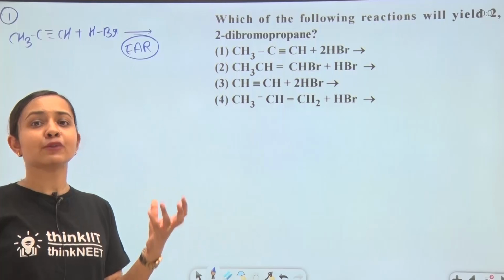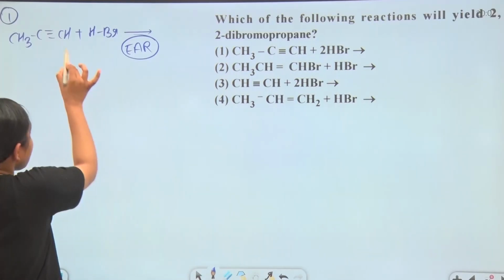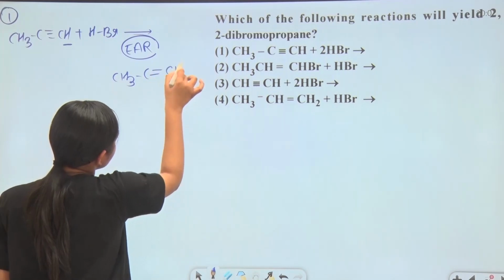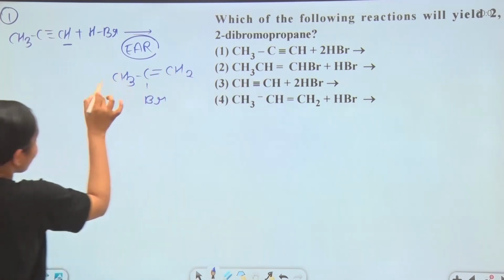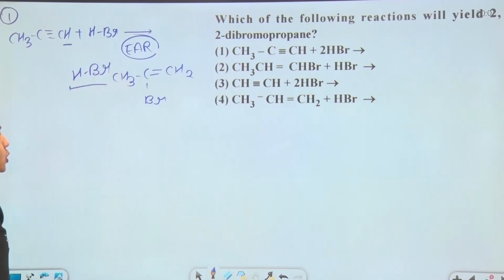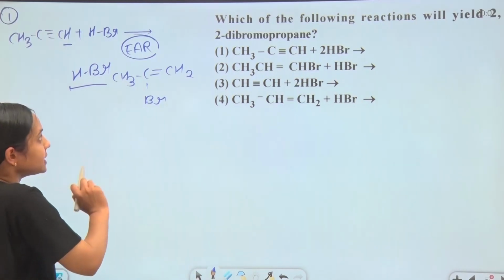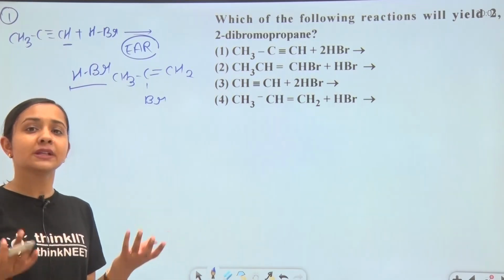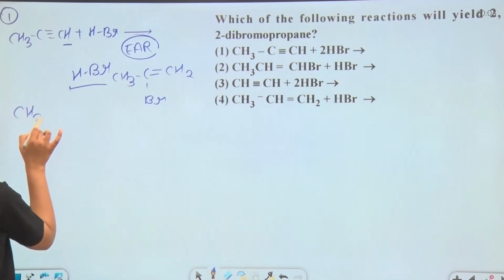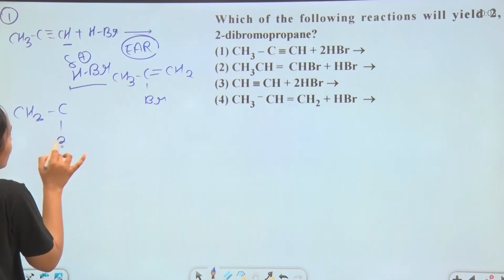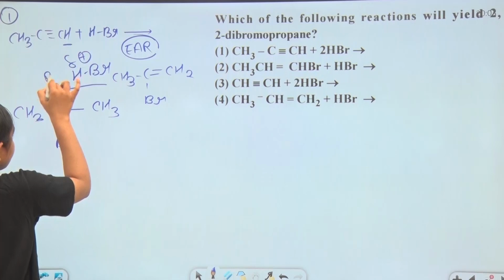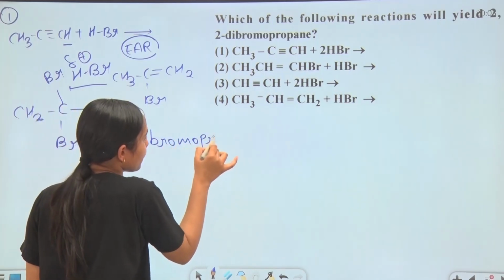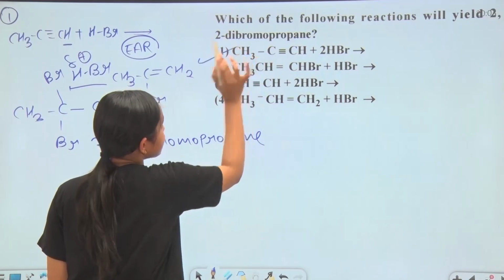And the Markovnikov rule says that the electrophile will go to that carbon atom which has more number of hydrogens. This carbon atom has more hydrogens, so the electrophile will go to that carbon atom, and here Br. Again we have two molecules of HBr, so the other molecule will add on this double bond, and now you can see that this alkene will again follow the Markovnikov rule. Hydrogen is our electrophile here, so hydrogen will go again to this carbon atom, and here bromine, right? And you can say we will obtain 2,2-dibromopropane as the major product of this reaction sequence. So option 1 is the correct answer.